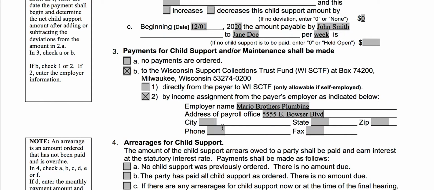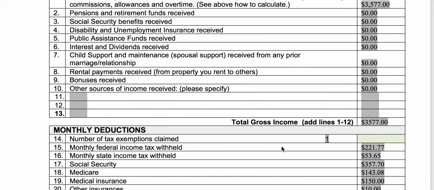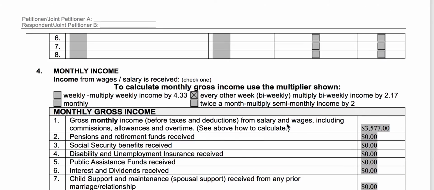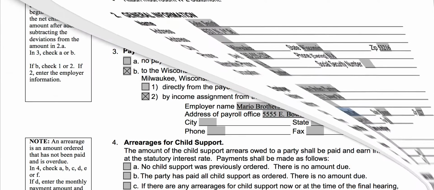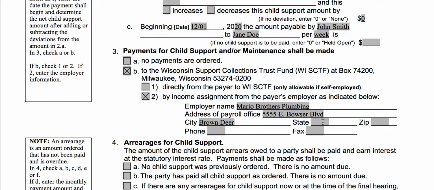So for those of you who are joint, you already have this information. You can go back to the other person's financial. You can see here, we know John's employer information, and we know sort of all about them. If you're in a situation where you're filing separately and you don't know this information, you could try to look it up. So if I know John works at Mario Brothers Plumbing, I can see if I can find their information. Or if I know my ex works for Amazon, I can see if I can find Amazon's payroll information. A lot of that stuff, especially for larger companies, may be available online.